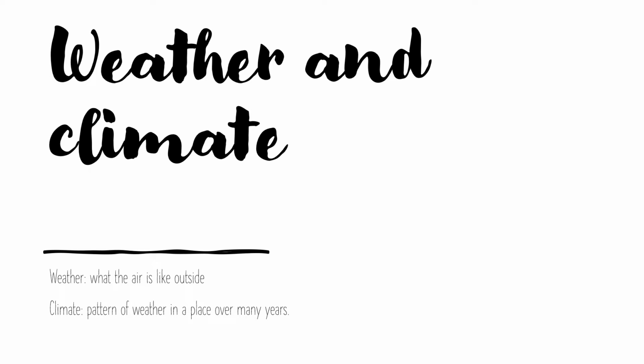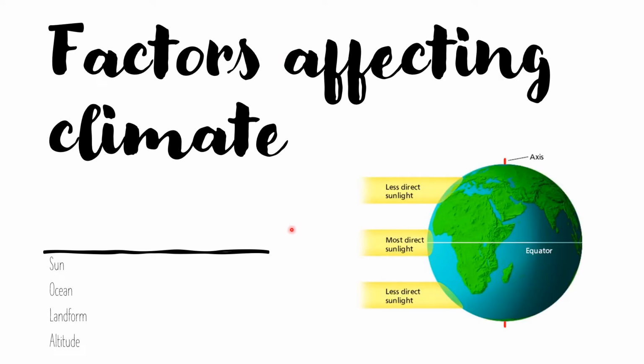And next, factors affecting climate. These are the four factors that affect the climate: sun, ocean, landform, and altitude. Sun: if we talk about the sun, we must know the equator. The equator is the center of the earth, okay? This is the earth. The areas near the equator are hot.